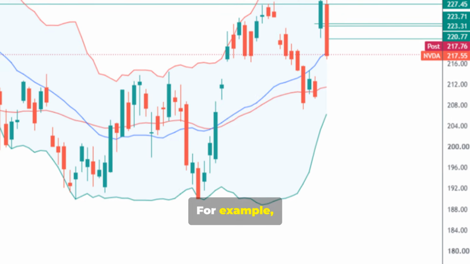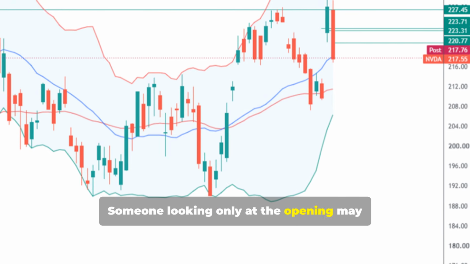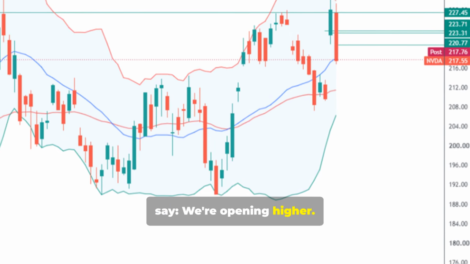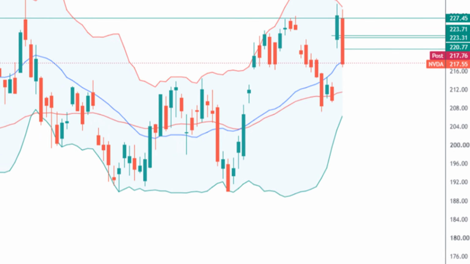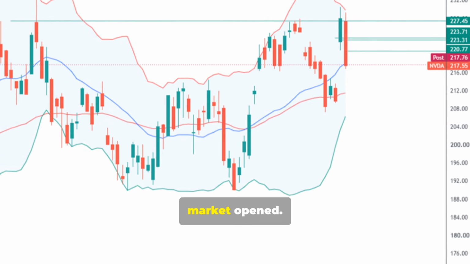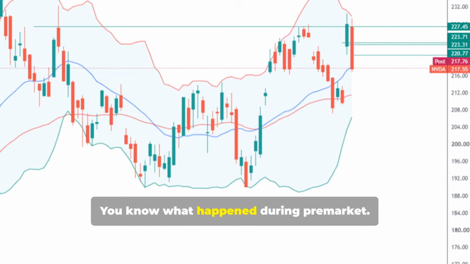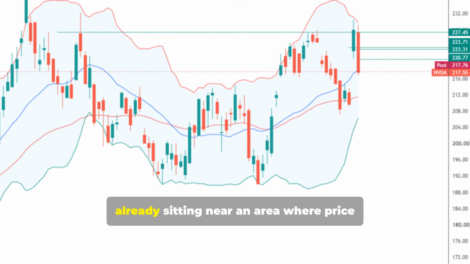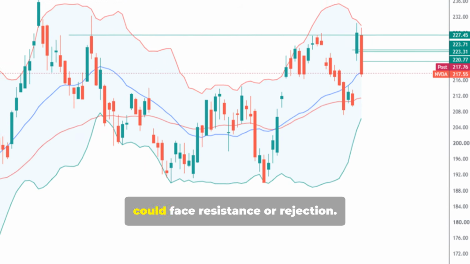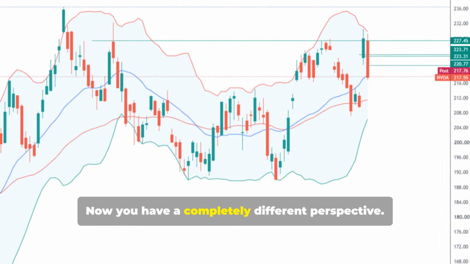For example, imagine the market gaps higher. Someone looking only at the opening may say, "We're opening higher. This is bullish. I'm buying calls." But you studied the chart before the market opened. You know where yesterday's levels are. You know what happened during pre-market. And you recognize that today's opening is already sitting near an area where price could face resistance or rejection. Now you have a completely different perspective.